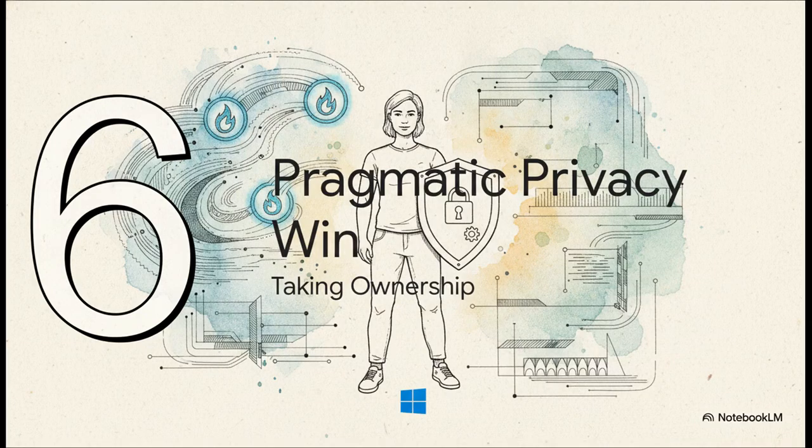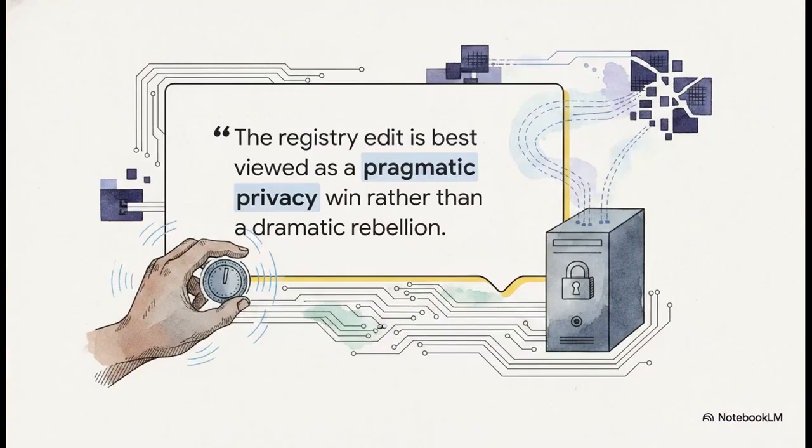And that brings us to our final part, Section 6, a pragmatic privacy win. With all these hidden settings and crazy enterprise requirements, how is an everyday user supposed to feel about all this? Well, I absolutely love this quote from our sources today. It says, "The registry edit is best viewed as a pragmatic privacy win rather than a dramatic rebellion. It lowers the volume, hardens the setting, and makes the machine behave more like a device you control." And honestly, that really is the ultimate goal here.